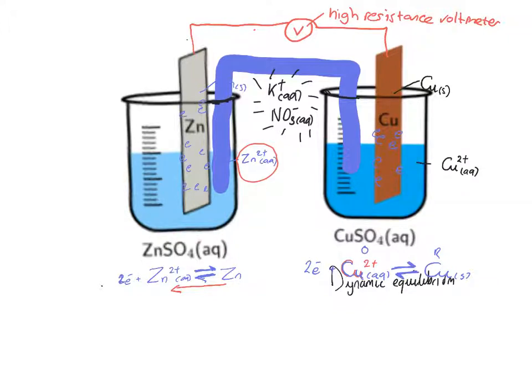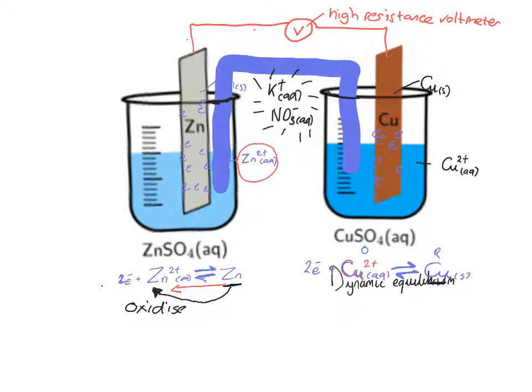Now the direction it flows depends on the reactivity of the metal. So at GCSE you learn that zinc is a more reactive metal than copper, and therefore zinc has a greater tendency to give up electrons. So if you connect the two half cells, the zinc electrode, because zinc is more reactive, has a tendency to lose electrons and become oxidized.